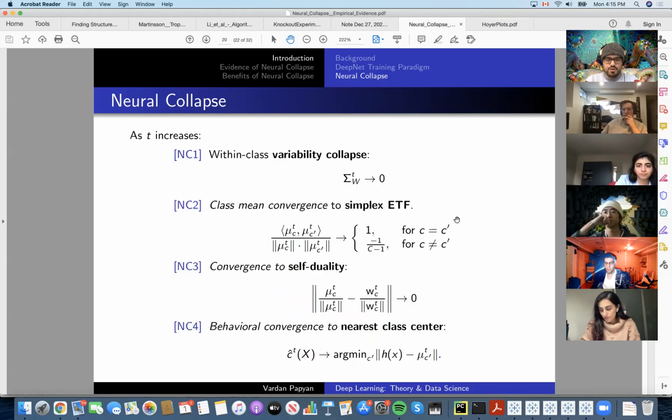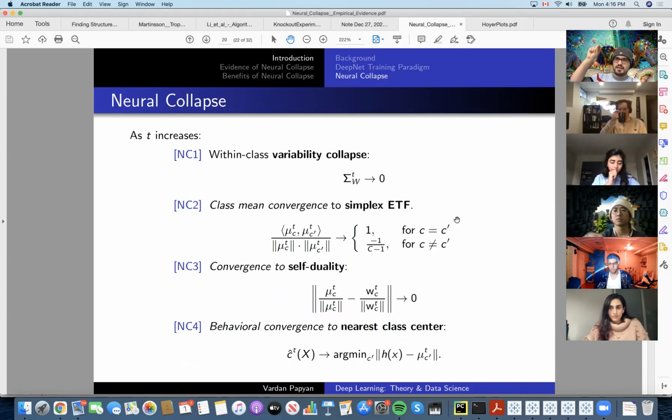Now we've summarized these properties here. NC1: within class variability collapse. NC2: class means converge to a simplex ETF. NC3: convergence to self-duality. And NC4, which says that the decision of your network's classifier is equivalent to picking the class whose class mean is closest to you. So if this is a point in space and you need to assign a class to it, all you have to do is look at the closest class mean and assign that class.